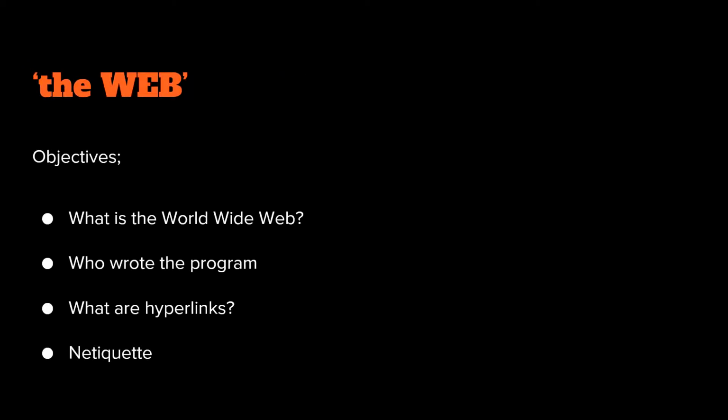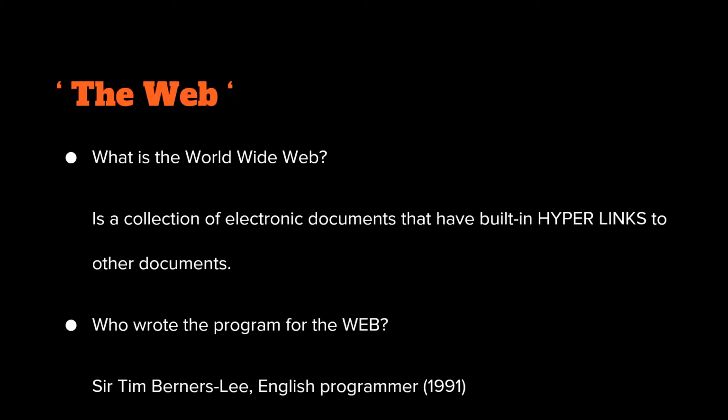The last objective we will discuss is what the World Wide Web is, who wrote the program, what hyperlinks are, and netiquette. The World Wide Web is a worldwide collection of electronic documents that have built-in hyperlinks to other related documents. The Internet has been in existence since the late 1960s, but the World Wide Web came into existence in 1991 from an English programmer known as Sir Tim Berners-Lee.